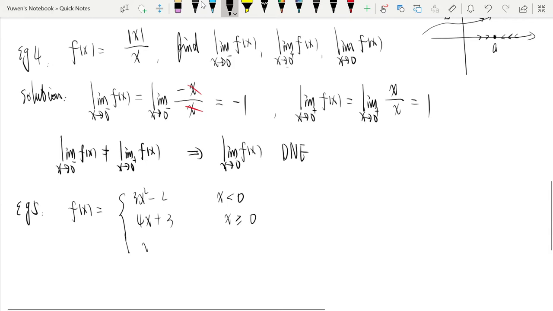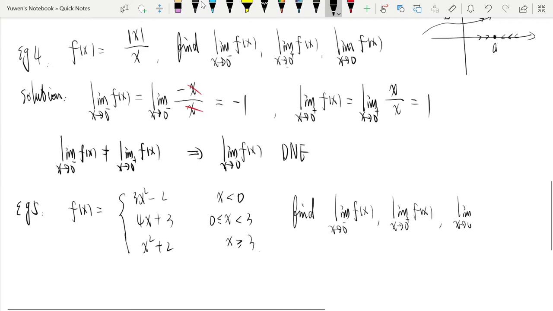and x squared plus 2 when x is greater than or equal to 3. So find the left-hand and right-hand limits of f(x) as x tends to 0, and as x tends to 3, the left limit and the right limit at 3, and the limit at 3.